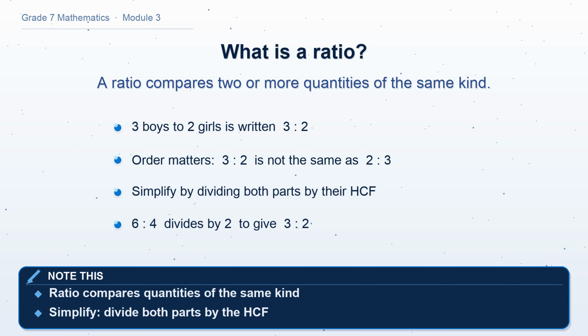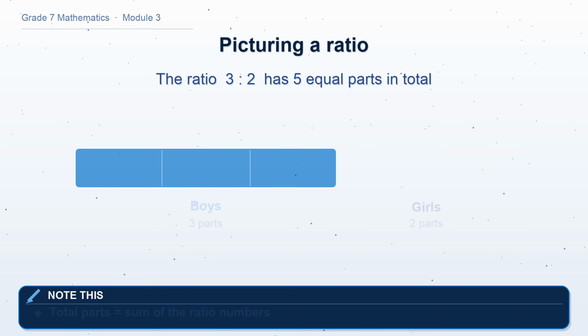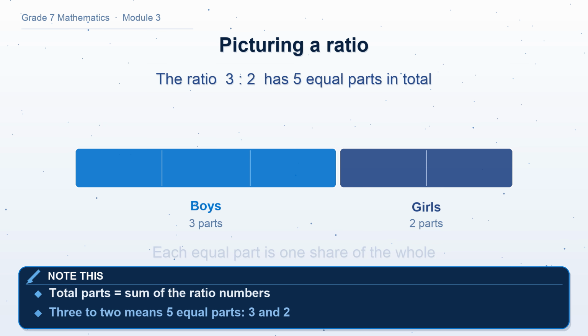A picture makes the parts of a ratio clear, so let's build one. Think of a ratio as a bar split into equal parts. For the ratio 3 to 2, the bar is divided into 5 equal parts. 3 of those parts are boys, shown in blue, and 2 of those parts are girls, shown in deep blue. Counting the parts gives the total. 3 plus 2 makes 5 equal parts. Seeing the parts this way is the key to sharing a quantity, which is exactly what we'll do next.